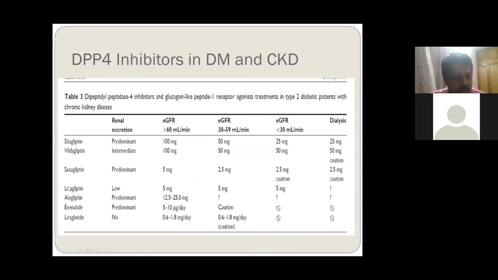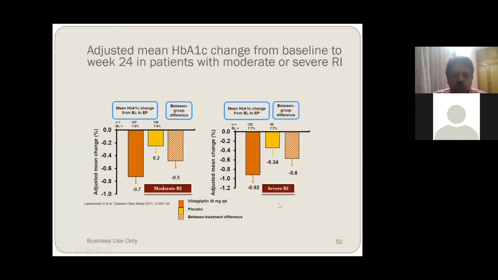The different gliptins have to be reduced as the kidney function goes down. At more than 60 ml, you can use the full dose, and then you need to reduce it. Vildagliptin, at 30 to 60 ml, you need to reduce it and you can continue the same. Sitagliptin has to be reduced to 2.5 milligram when the kidney function is less than 60 ml. Linagliptin doesn't require any dose modification, and the other is alogliptin, which is of questionable use, you can't use it.